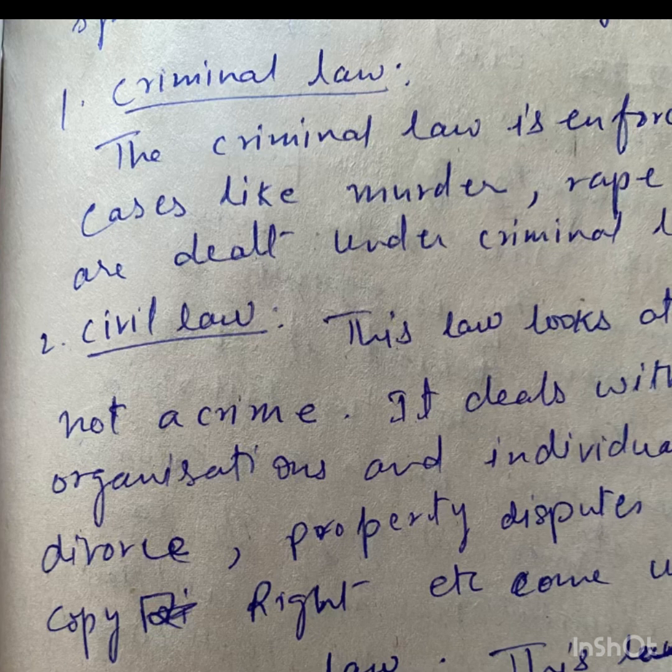And this is the same for the whole country. There is no discrimination in this law regarding caste, religion, creed. Now another type of law is civil law. Civil comes from the word society. This law looks at actions that are not a crime. It deals with disputes between organizations and individuals. Defamation, custody, divorce, property disputes, ownership issues, copyright, these things come under civil law because these issues are connected with the society. So these problems come under civil law.